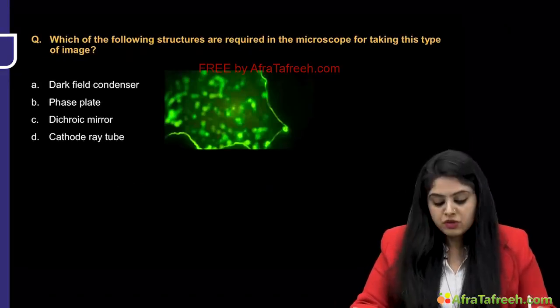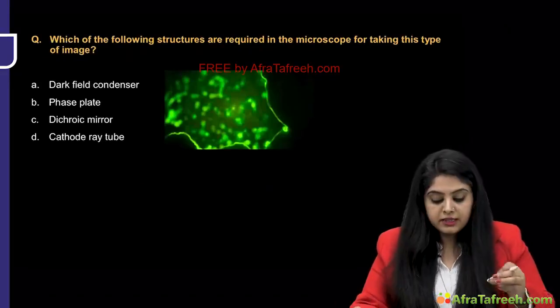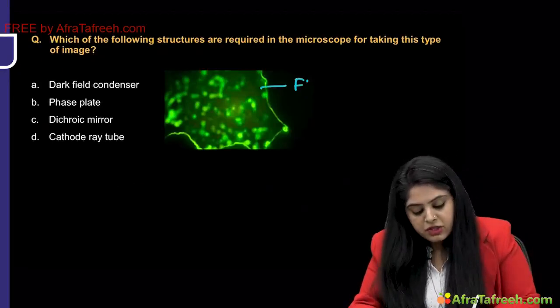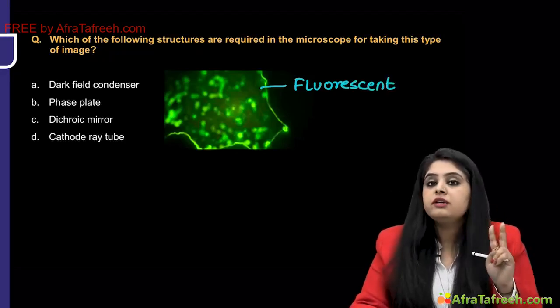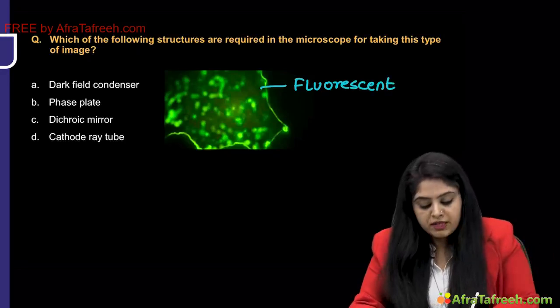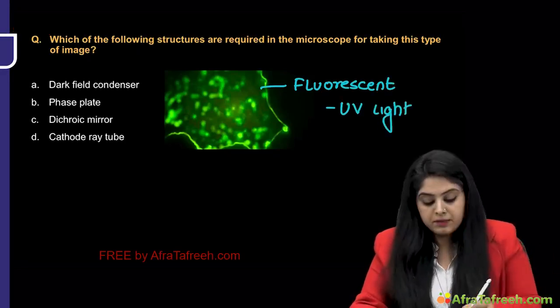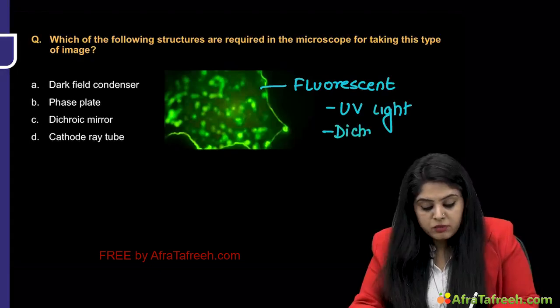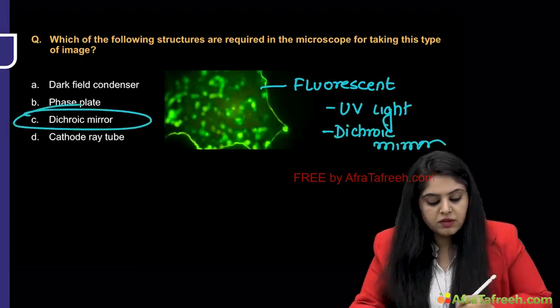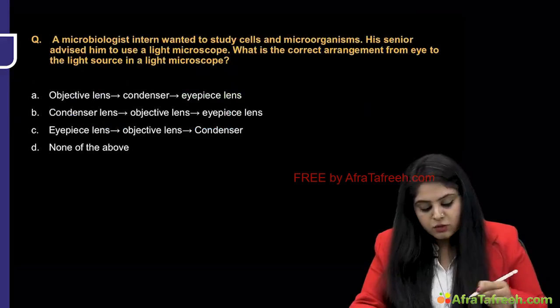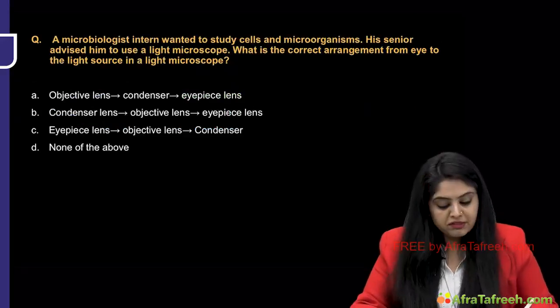Which of the following structures are required in the microscope for taking this type of an image? Firstly, what type of an image is it? It's the classical shiny one, that is fluorescent. Now, if you remember, I told you what were the two things different in a fluorescent microscope from the others. Number one was the ultraviolet light. I don't see any light options out here. The other one was a mirror that we needed, and that was the dichroic mirror. Is that present in the options? Of course it is. Option C becomes your answer. Moving on to the last question that we have, after which we wrap up this segment.